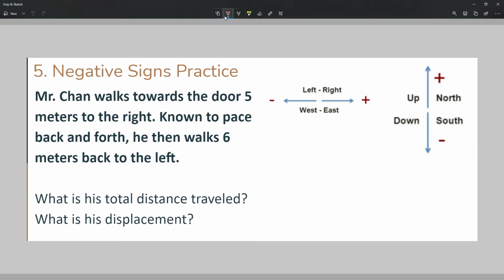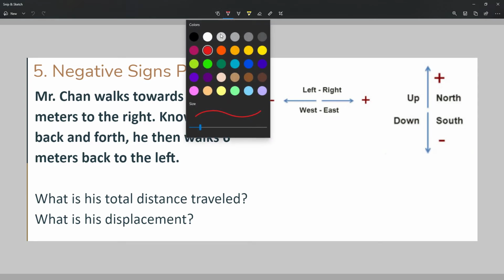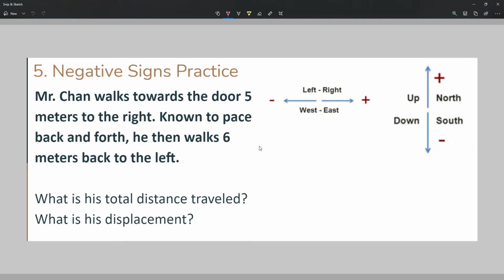Let's say I walk to the door 5 meters to the right, and, known to pace back and forth, I walk 6 meters back to the left. So what is my total distance traveled? We're going to do 5 plus 6, right? So that's my total distance, and that's 11 meters. Now, what is my displacement?